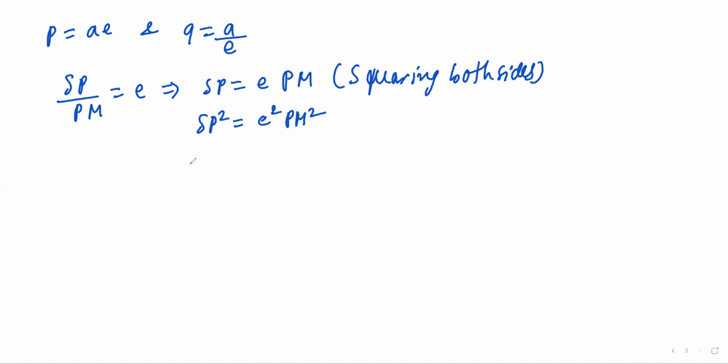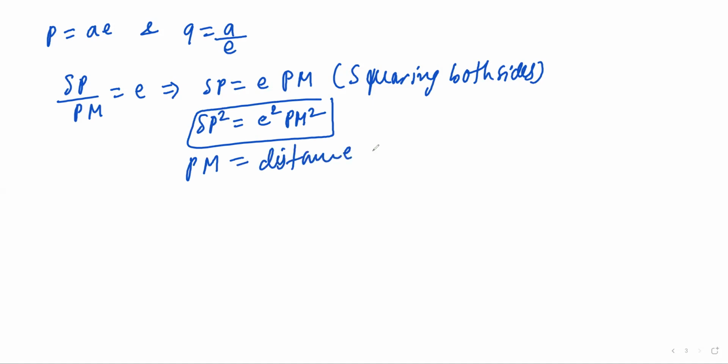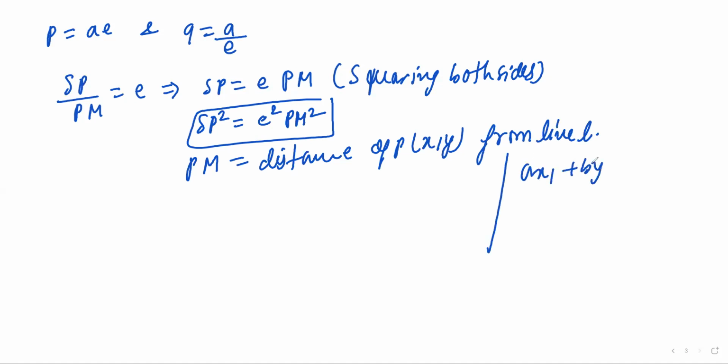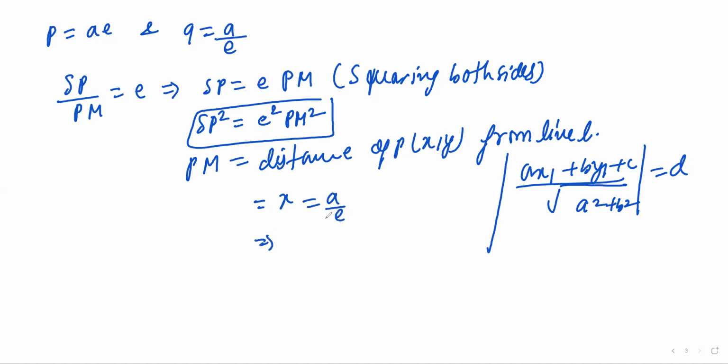So see here. PM is equal to the distance of P, that is x comma y, from the line L. So by the formula we know ax1 plus by1 plus c divided by under root of a square plus b square. This will give the distance. Right. So here the line is x is equal to a by e. So take this on the left hand side. So it is x minus a upon e is equal to 0. So this is the equation of the line.